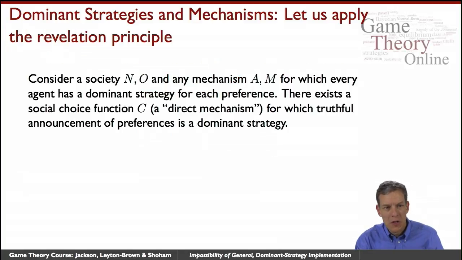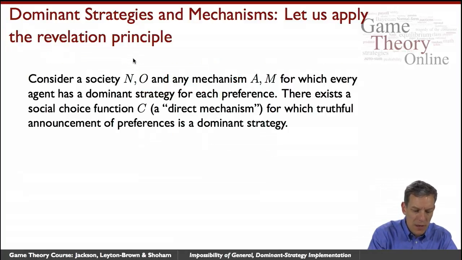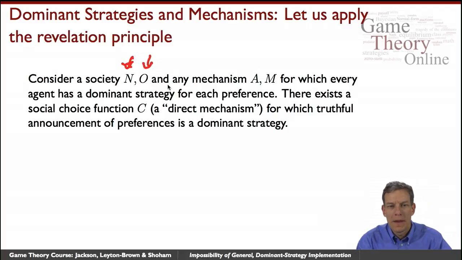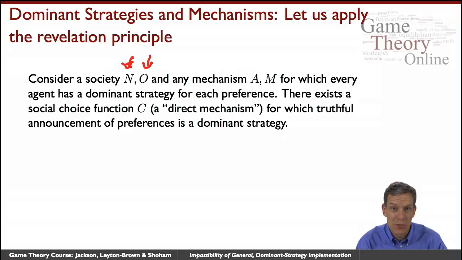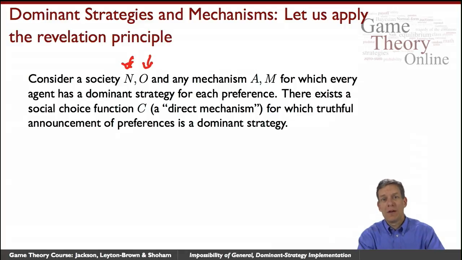And in particular, let's think of we've got our society with n individuals, a finite set of outcomes O, and if we begin to think about designing mechanisms in this world, and we want one where every agent has a dominant strategy for each preference, we can invoke the revelation principle. And the revelation principle tells us that if we do have an indirect mechanism that has dominant strategies, we can just collapse that into a social choice function, a direct mechanism, where people just tell us directly their preferences, and then we give them the outcomes they would have gotten through the original mechanism for each announcement of their preferences.